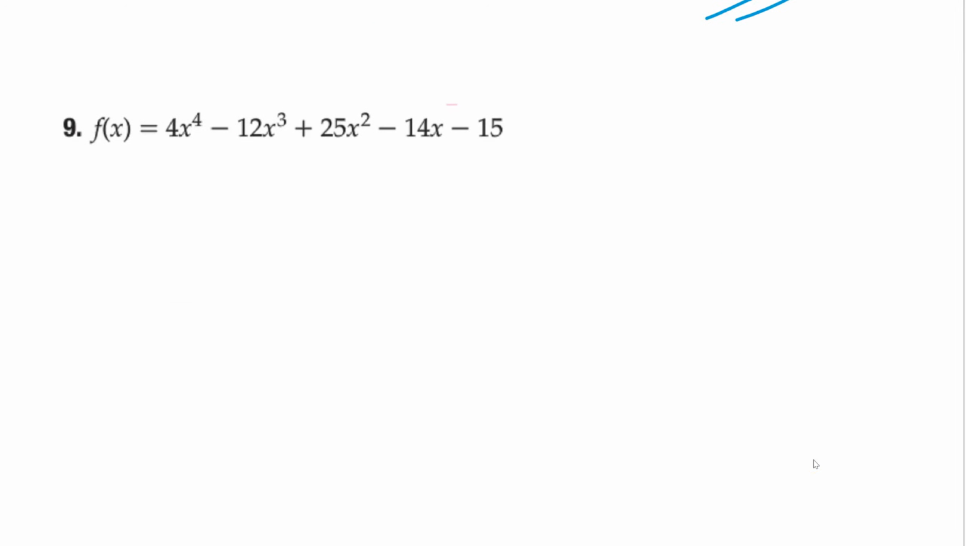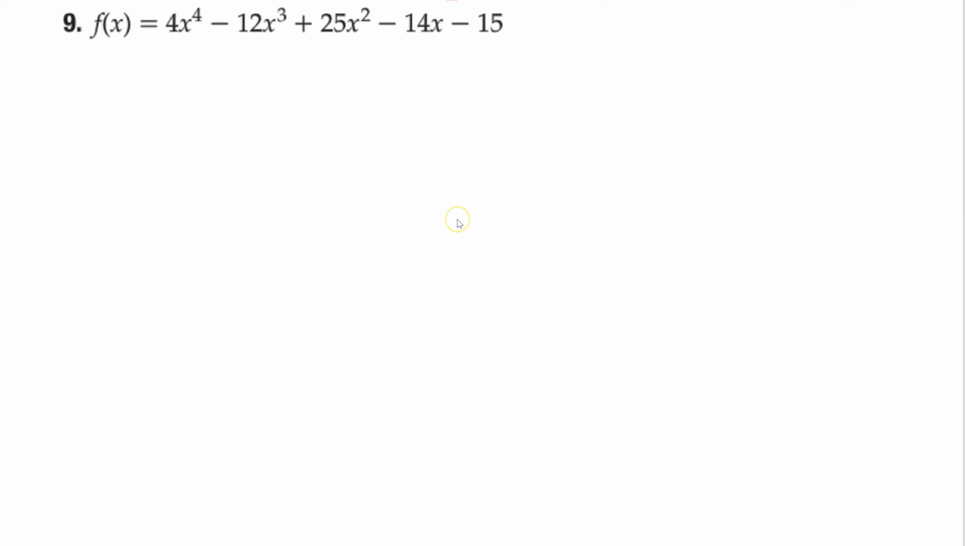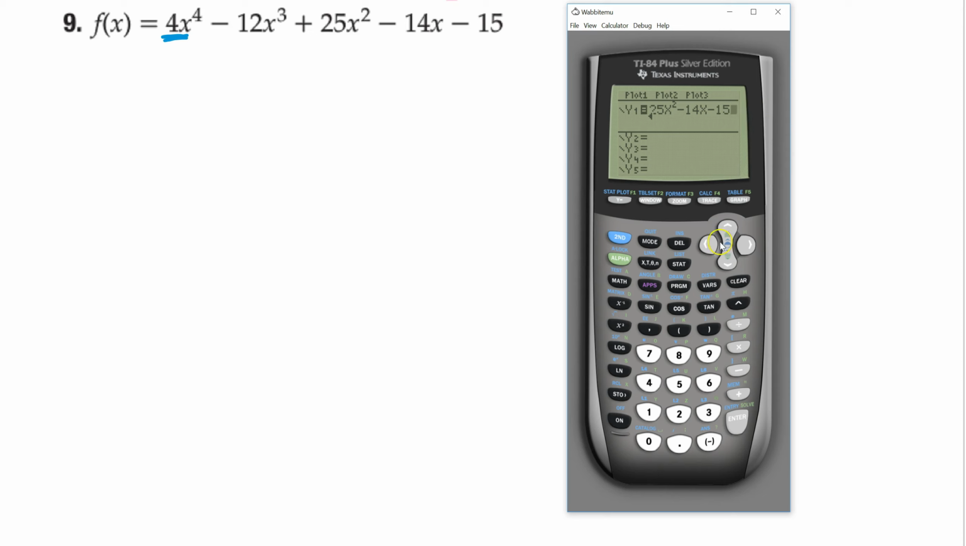So another one. This one is x to the 4th. So I'm going to do synthetic division at least twice, right? I have to get down to x squared. So it's x to the 4th, I have to do it 2 times. Let's type this into our calculator, which I just did off camera. So it's all typed in. Hit graph.